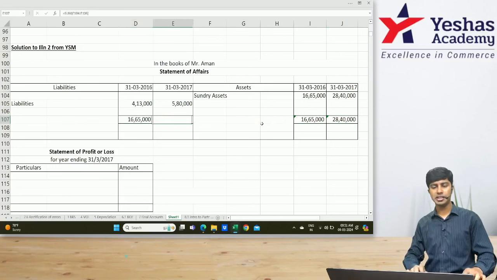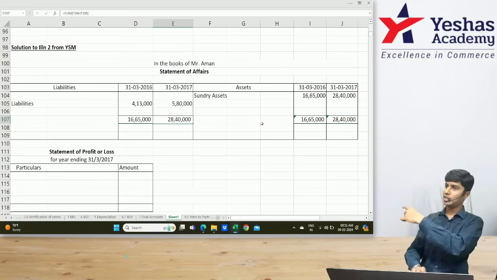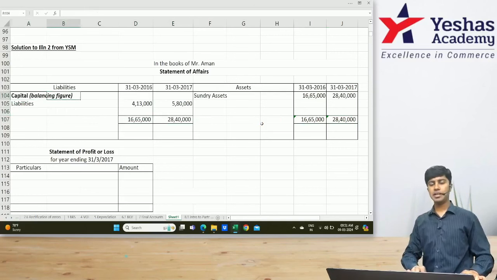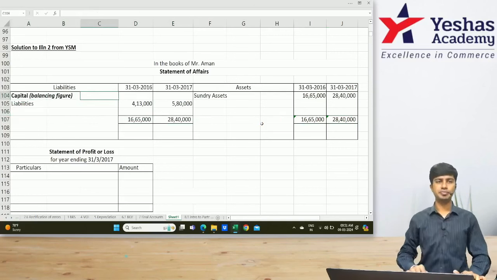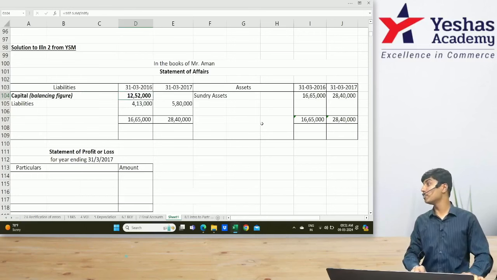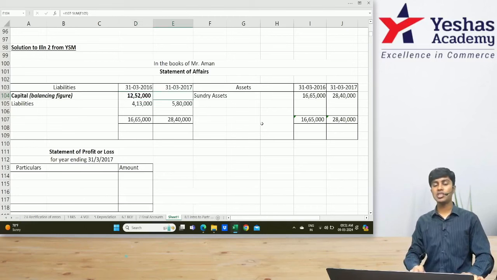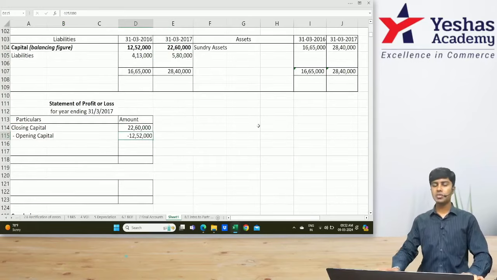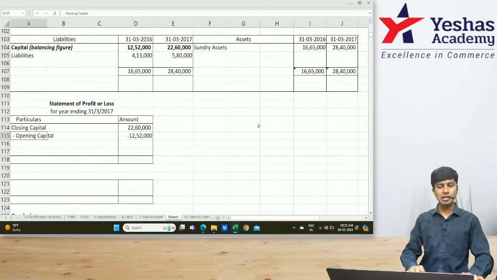16,65,000 and 28,40,000. Simplest statement of affairs ever: only one item on the asset side, one item on the liability side, and capital as the balancing figure. How much is capital here? 1665 minus 430, 12,52,000, the balancing figure. How about here? 2840 minus 580, 22,60,000. We'll write both of it here. We know closing capital is 2260. From this we deduct opening capital, 12,52,000. To this we add drawings and deduct additional capital. Am I right?